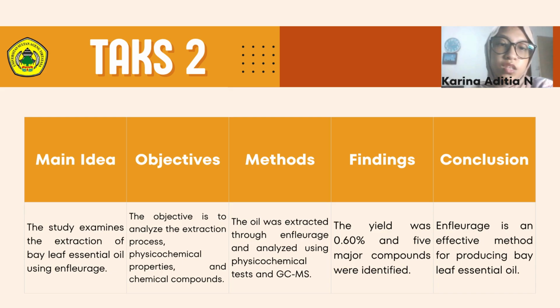The findings show that the yield was 0.60% and five major compounds were identified. Next, the conclusion is that enfleurage is an effective method for producing bay leaf essential oil.